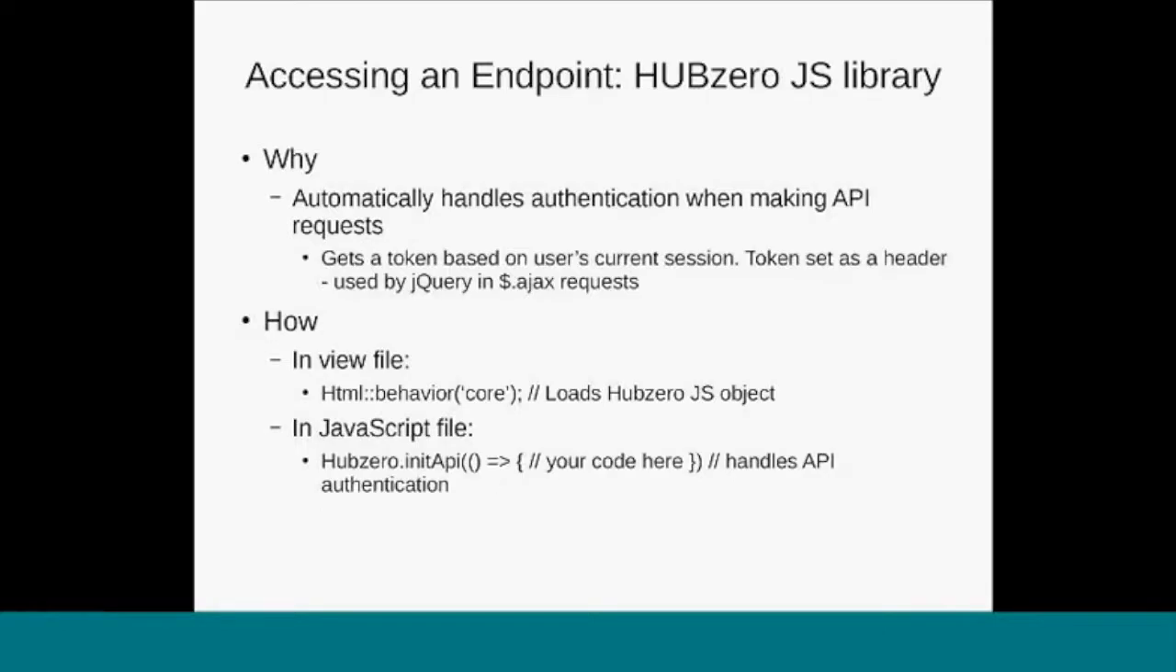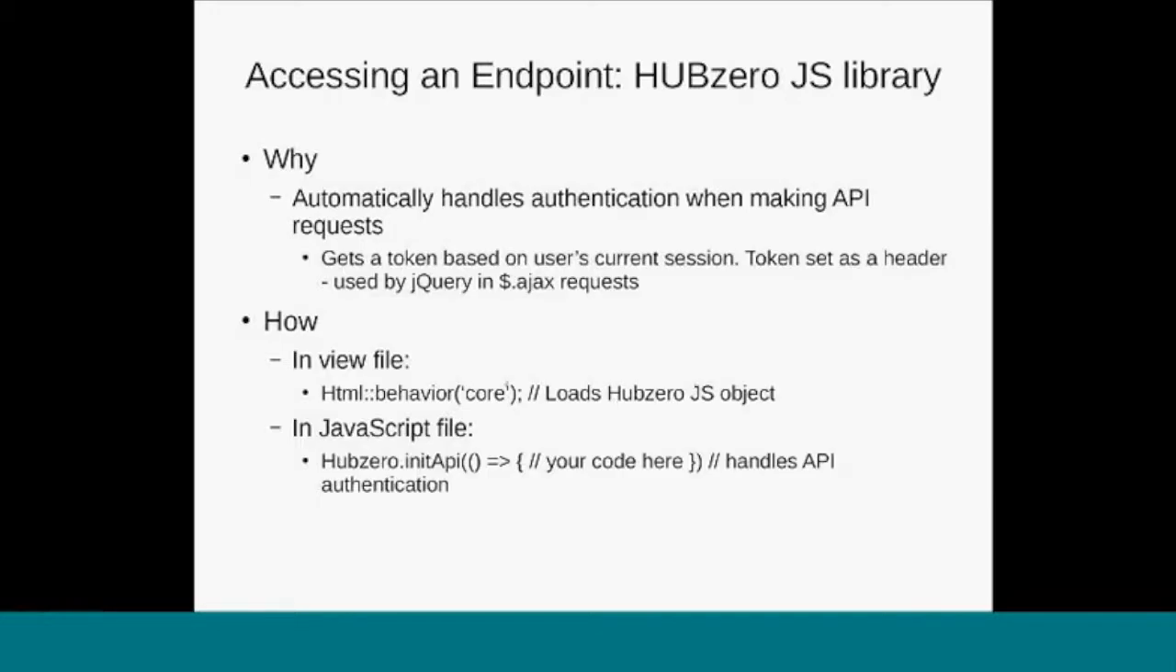and it's going to be used by jQuery in AJAX requests. So in order to set this up, what you have to do is, in your view file that loads the script that'll be making the jQuery AJAX requests, you're going to invoke behavior with an argument core on the HTML constant. So this will load the HUBzero JS object.